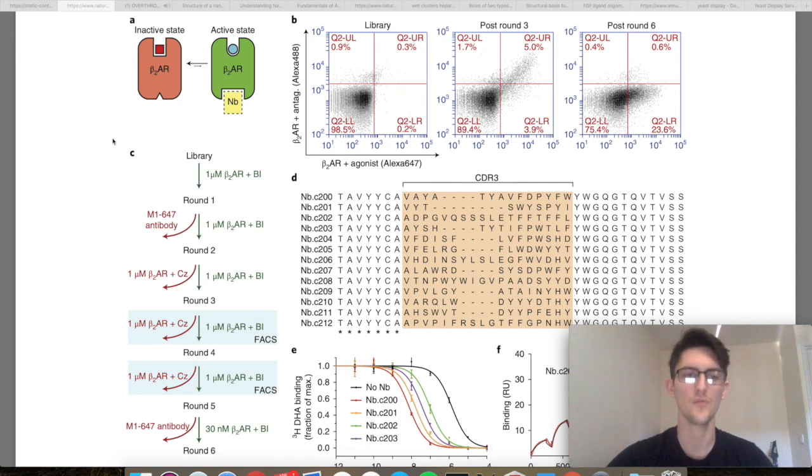So this corresponds to two different ligands bound to this purified GPCR in the form of an agonist or an antagonist. So what they do before they do all their sorting experiments is take purified protein that's got a FLAG tag on it that has been mixed with the agonist or the antagonist.